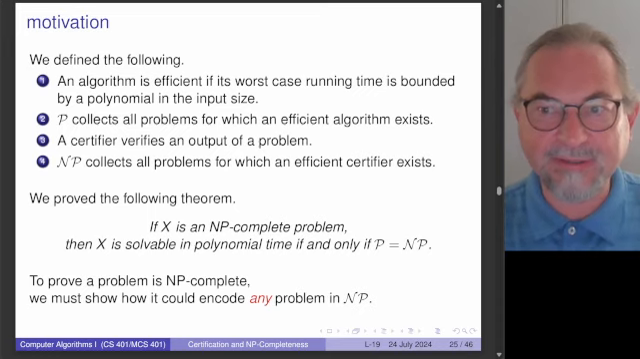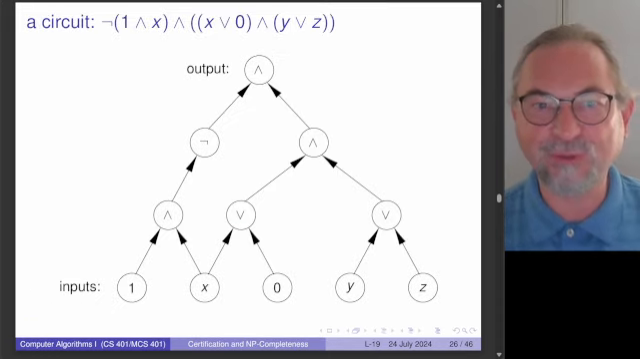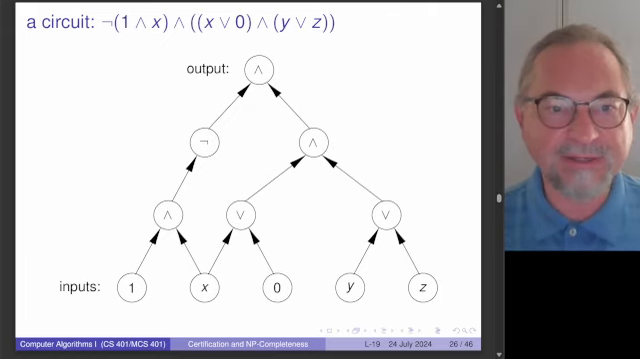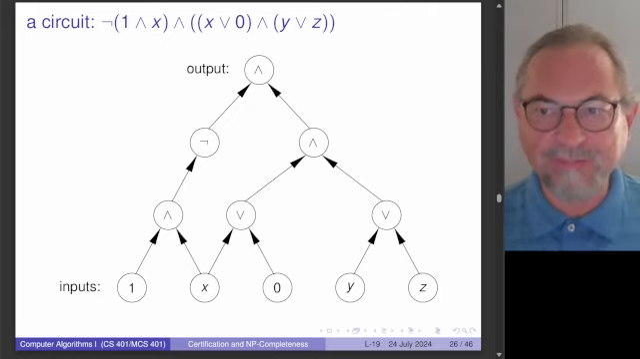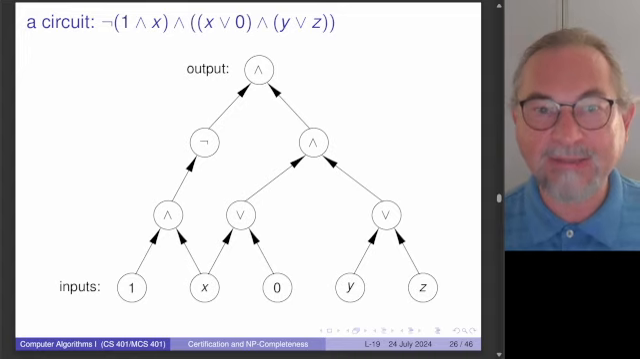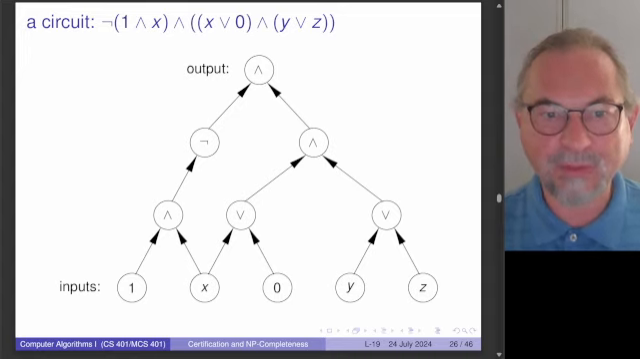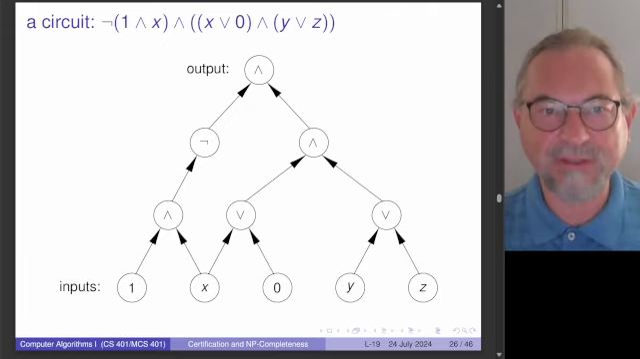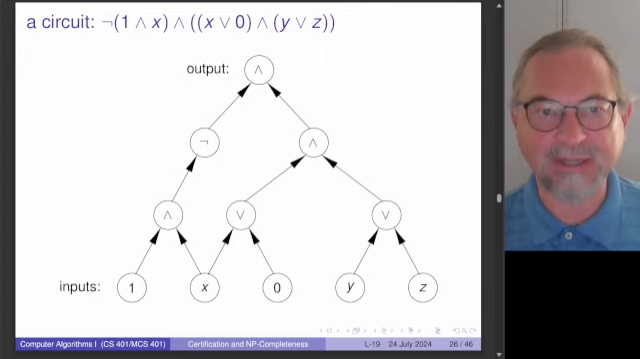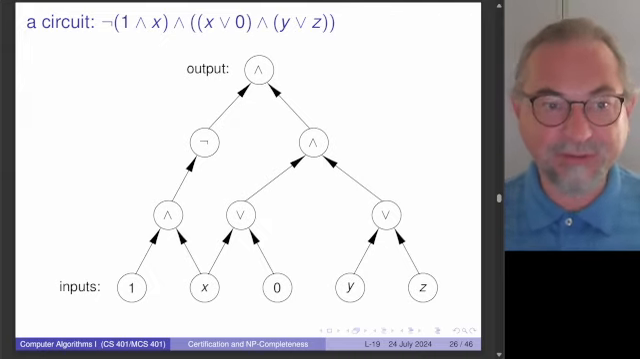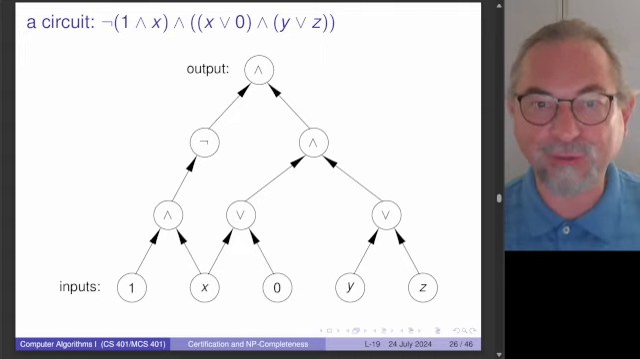Okay, so let us introduce circuits. So a circuit, here we see an example of a circuit. So there are inputs. So the inputs can be variables, x, y, and z, and they can also be constants. So we read this circuit either as a logical expression with ands, ors, and the negation, or we can also make a picture out of this, where we read this from bottom to top.